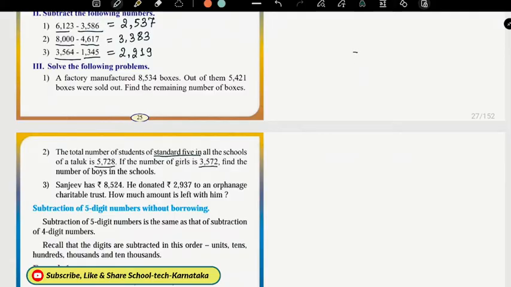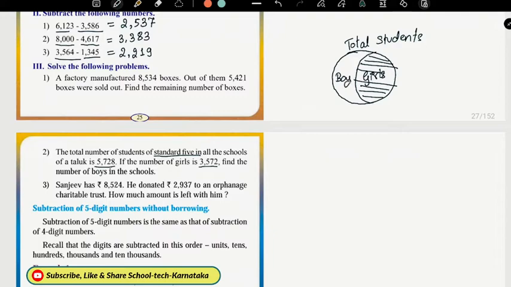So this is the total number of students in the school, and these are girls. So this section is girls. We need to find boys. How many boys are there in the Taluk in standard 5?